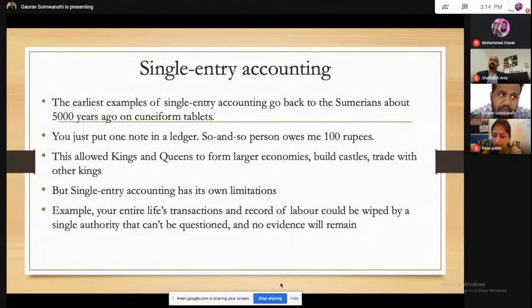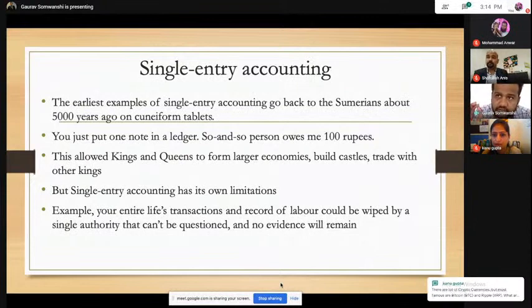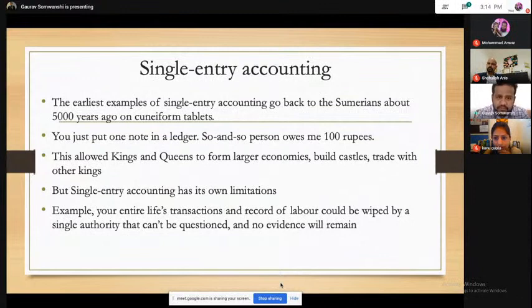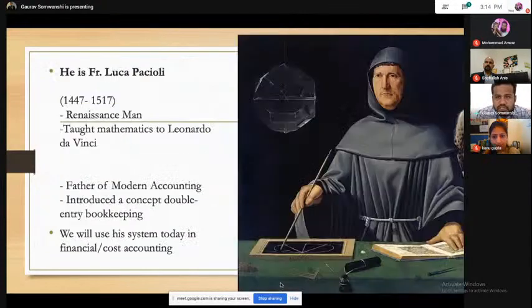If it sounds simple, please know that all the pyramids, all the forts, everything was built based upon simple single entry accounting only. Now, single entry accounting is good for accounting at a central level, but it is not at all good for trade, because my grocery list says something else, and the shopkeeper might say something else. How do you reconcile? So what happened was that this person came into the picture. The person in front of you on the screen, Luca Pacioli, is the one who taught mathematics to Leonardo da Vinci. And he's also called the father of modern accounting.